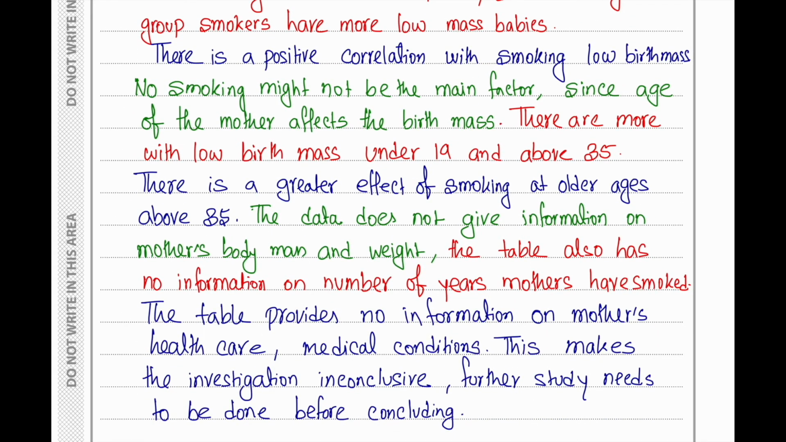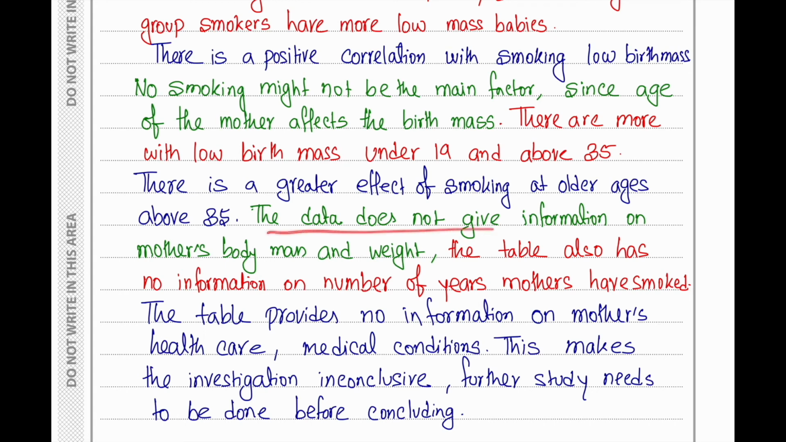So, no, smoking might not be the main factor, since the age of the mother affects the birth mass as well. There are more babies with low birth mass under 19 and above 35. There is a greater effect of smoking at older ages, above 35. That can be because the mother has smoked for a long period of time. A woman who is 35 may have already smoked for 15 years, or sometimes 20 years.